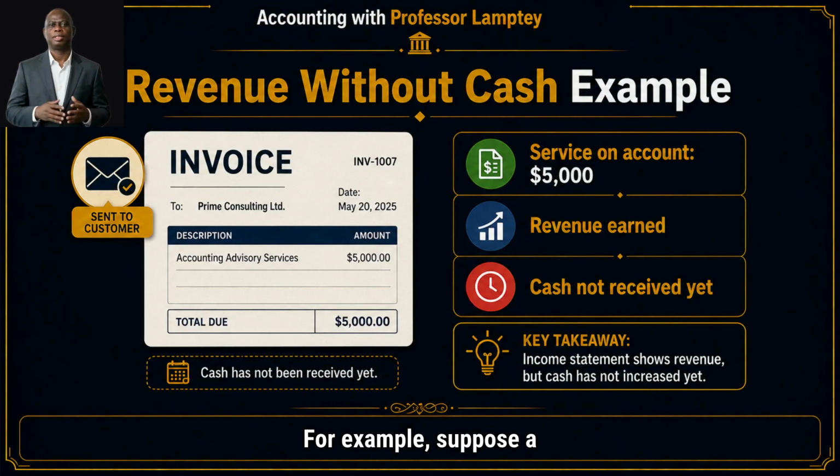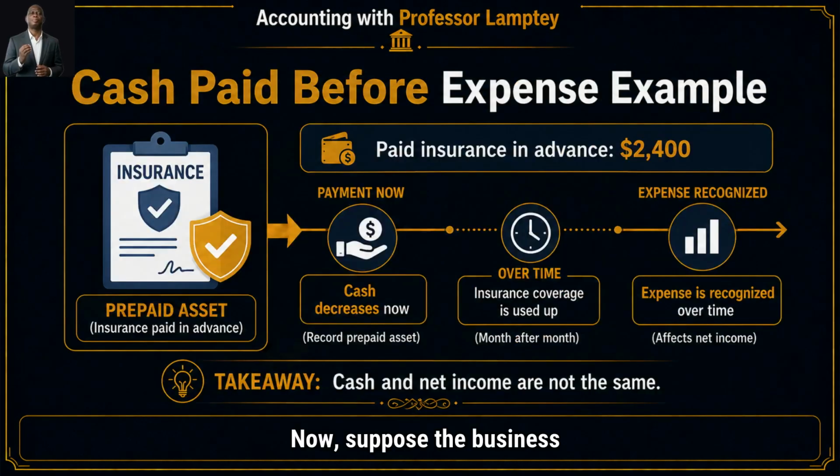For example, suppose a business provides services of $5,000 on account. The business earned revenue, so the income statement may show revenue. But if the customer has not paid yet, cash has not increased. That is why profit is not always cash. Now suppose the business pays $2,400 for 1 year of insurance in advance. Cash decreases immediately. But the entire $2,400 is not recorded as expense right away. Part of it may still be a prepaid asset.